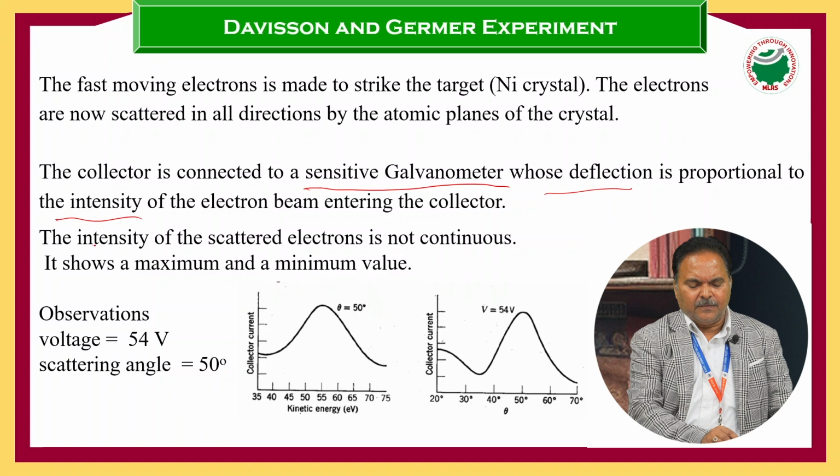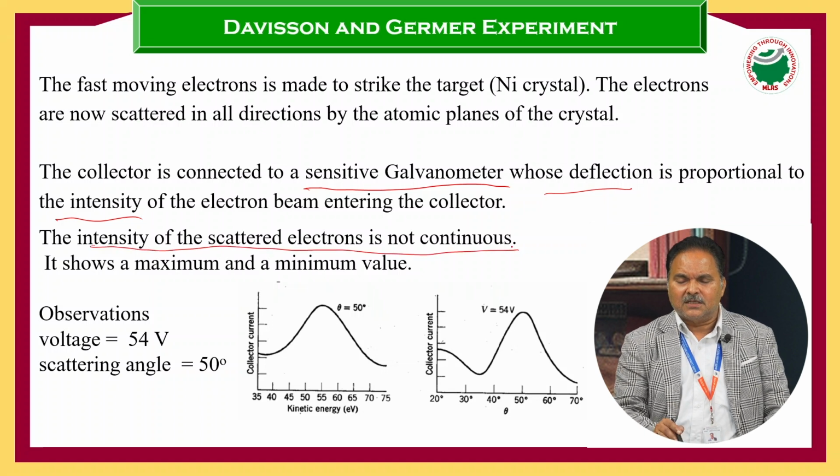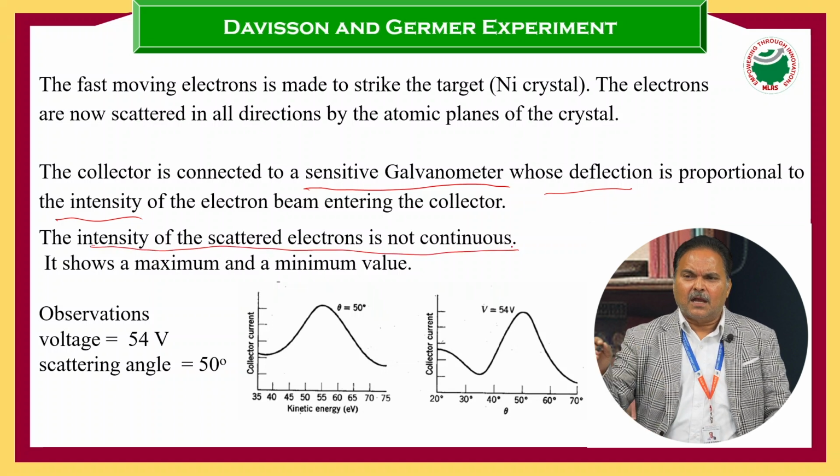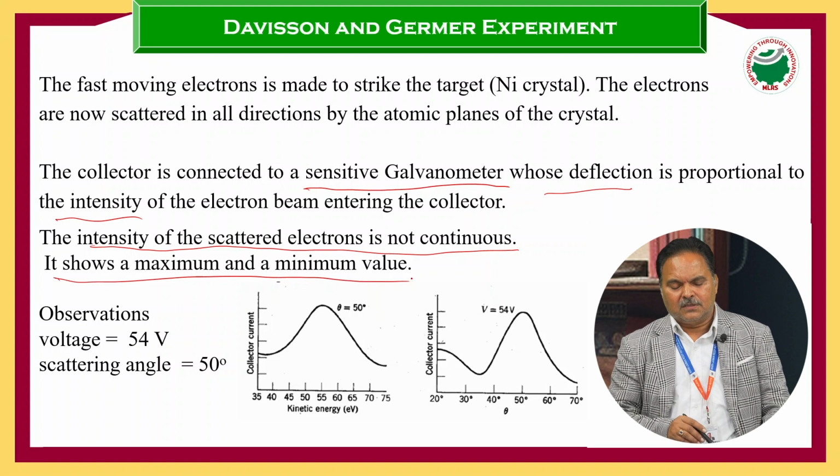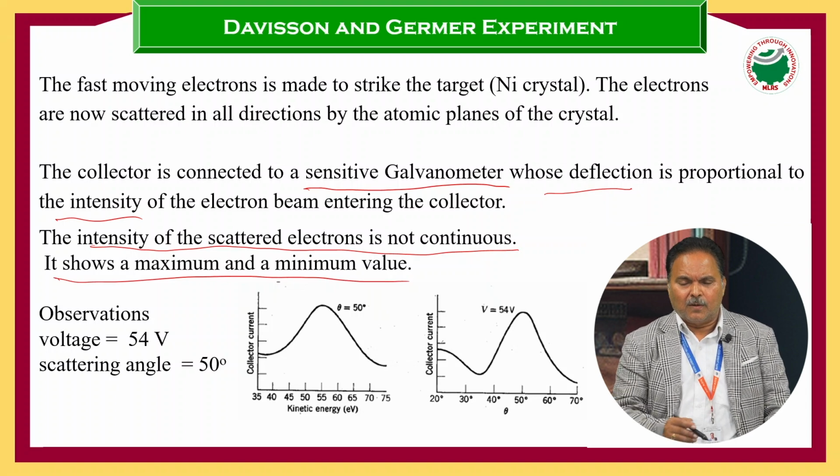That means the intensity of the scattered electron is not continuous. It may not be constant throughout the angles. Sometimes it will show maximum, sometimes minimum. So it shows the maximum and minimum values. You can see here there are two observations. While doing this experiment, they got two observations.